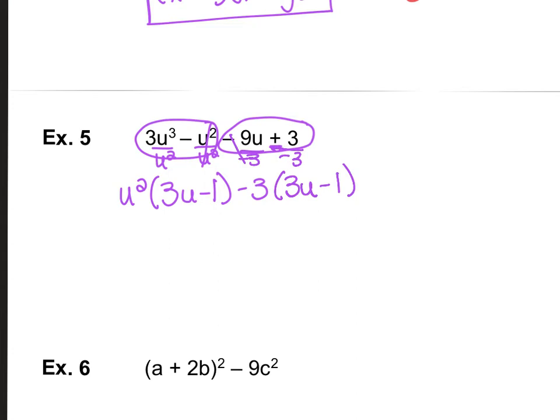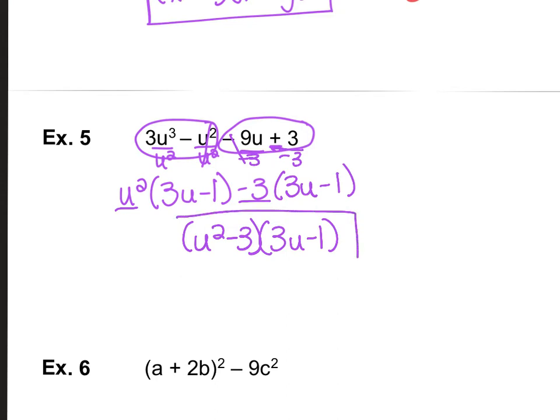So now I can see that 3u minus 1 is going to make 1 factor, and my GCFs that are on the outside are going to come together to make another factor. And I do want to check, since I have that u squared on there, that I don't have anything else that I can factor out, and I cannot in this case since 3 is not a perfect square. So that would be my final answer in that case.